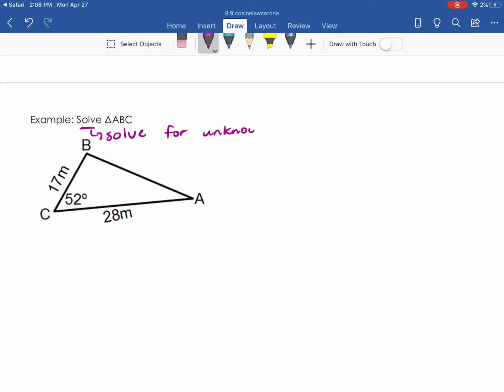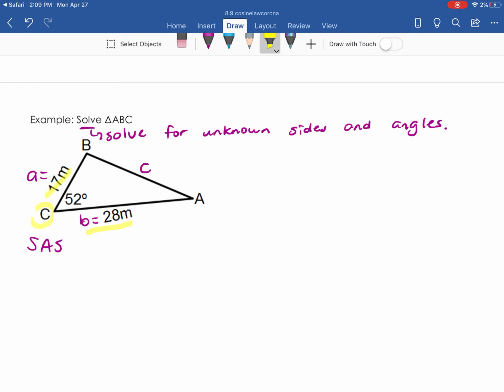Okay, so we're just going to jump right in and do an example. So we're going to solve the triangle ABC. So that means, again, when you have to solve for the triangle, you solve for the unknown sides and angles. Again, I would label your triangle. So we're going to do like 17 is side A. It's across from A. 28 is side B. It's across from B. And then side C, we don't know, but we do have angle C.